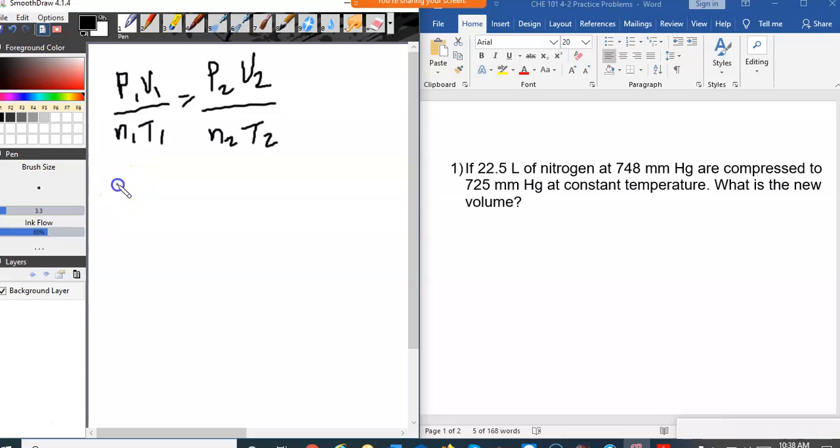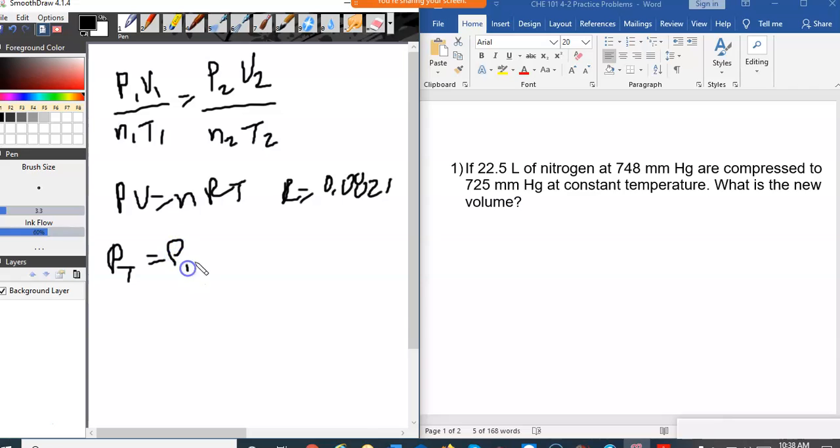And then the other equation we talked about is PV equals nRT, the ideal gas law. Remember R is equal to 0.0821, and the units have to be atmospheres, liters, moles, and Kelvin. And then the other one is Dalton's partial pressure, where the total pressure is equal to the sum of the individual pressures.